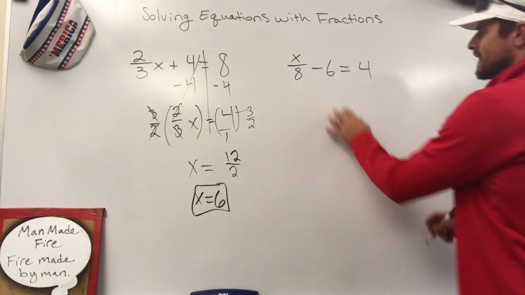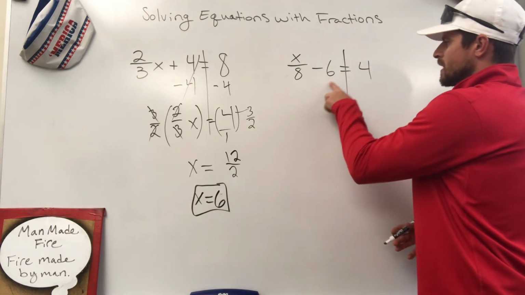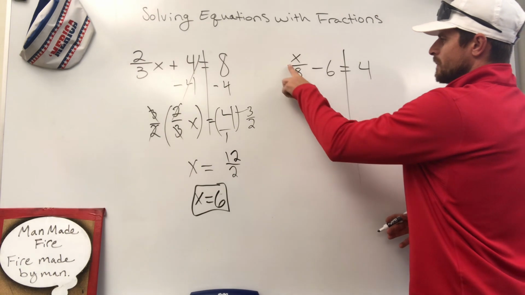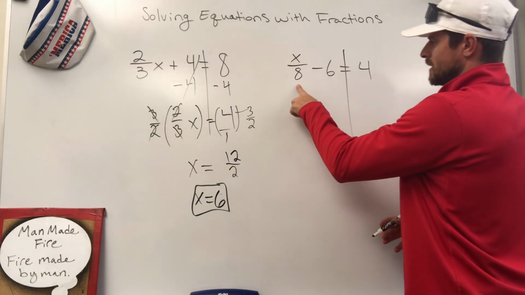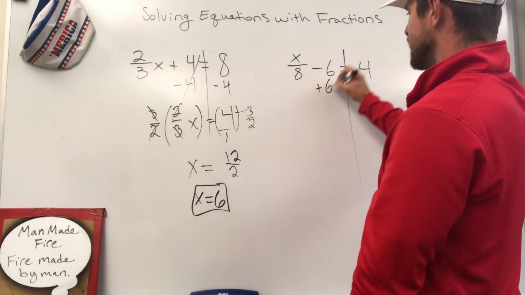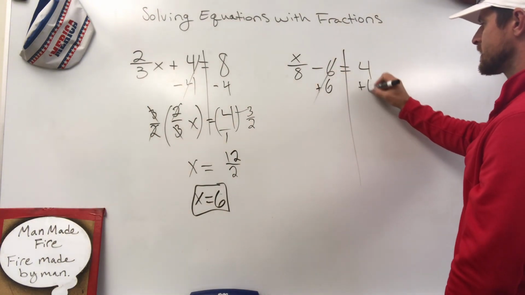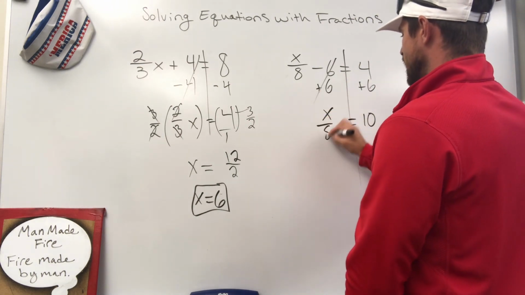How do you do a problem like this? Same style, same idea, right? We still got to get rid of the constant, and we've got a division of 8 attached to my x, so I'm not going to get rid of the 8 until the last step. How do I get rid of -6? Inverse operation is adding 6. Adding 6 to 4 would give me a 10, and now I have x divided by 8.